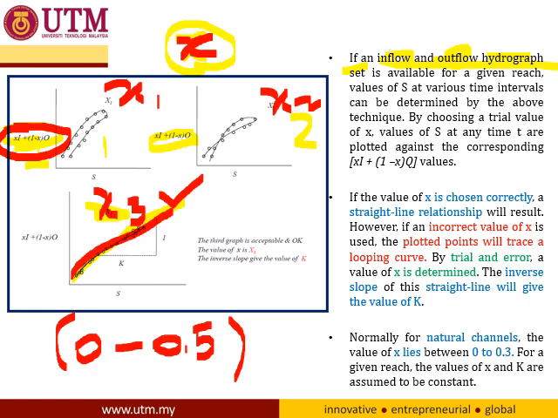There are also some tips here. Normally for natural channels, the value of X lies between 0 and 0.3 for a given reach. Reach means the stretch from point 1 to point 2 in an open channel. So that is what we mean by reach. X and K for this particular channel from point A to point B are constants. They cannot be applied to another river. They are specific to a certain river and a certain stretch of length in the river.